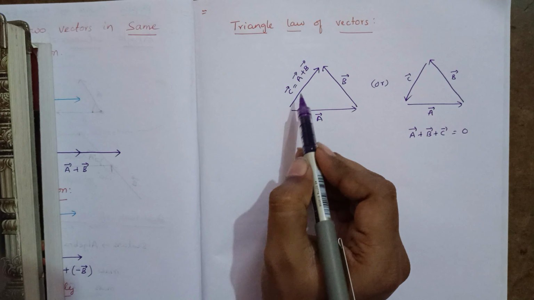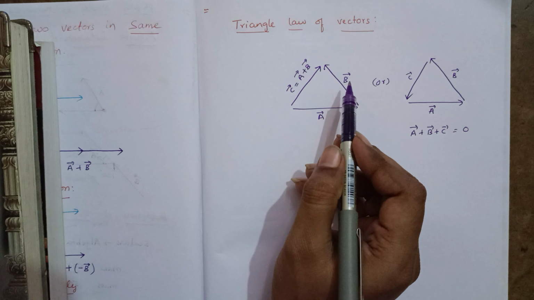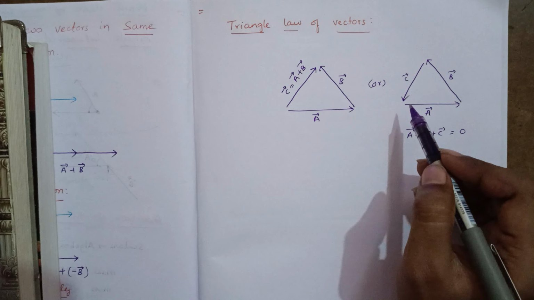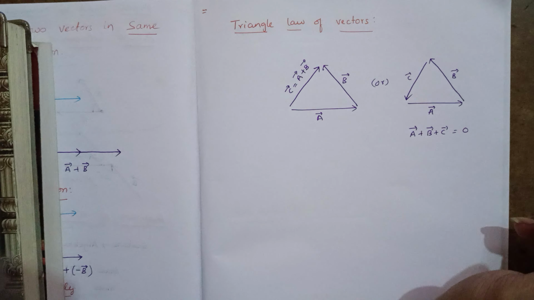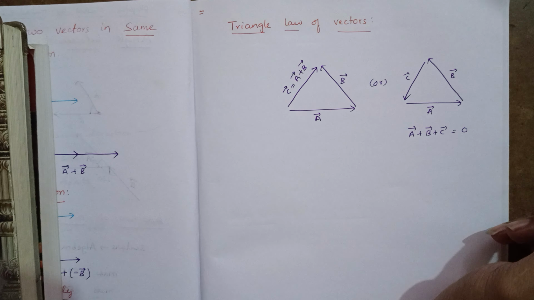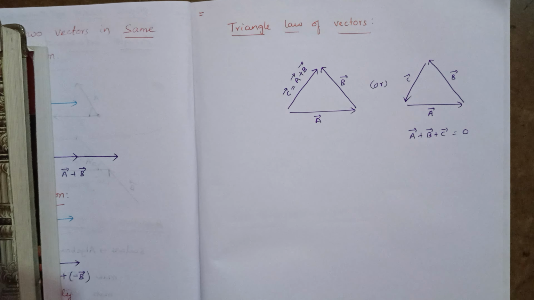If you take the third side in reverse, that is equal to the resultant of the first two vectors. If you take all three in an order, the resultant will be equal to 0. This is the triangle of vectors.